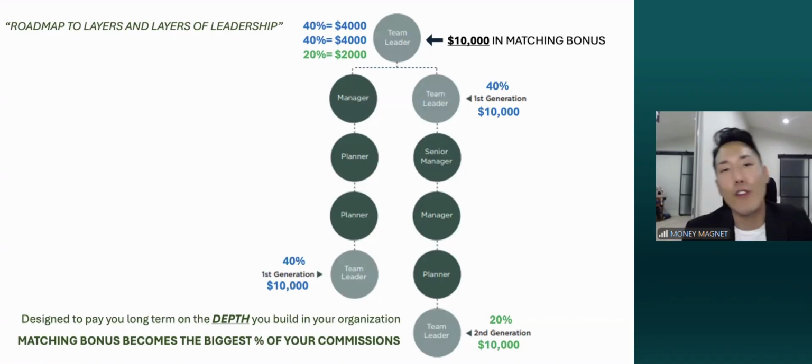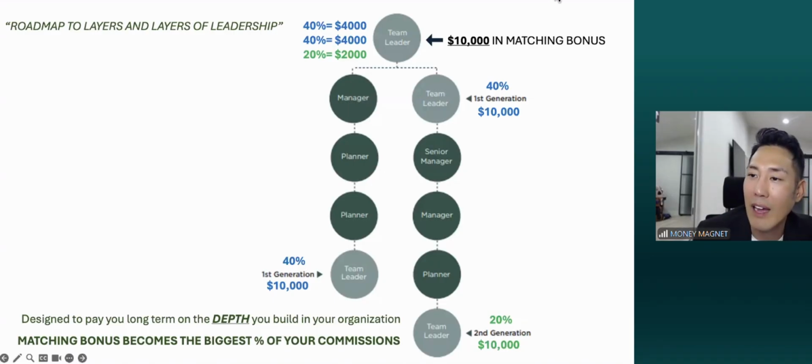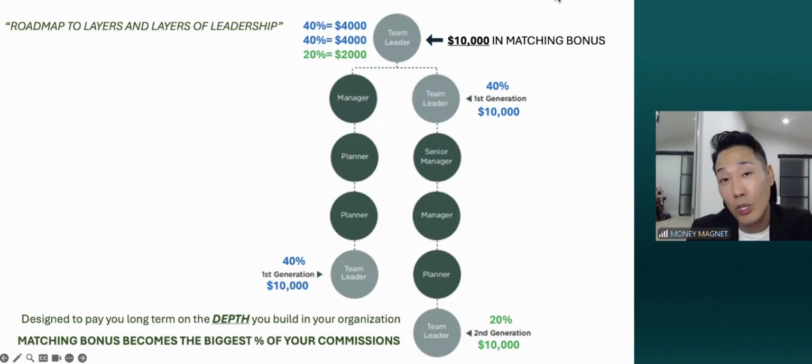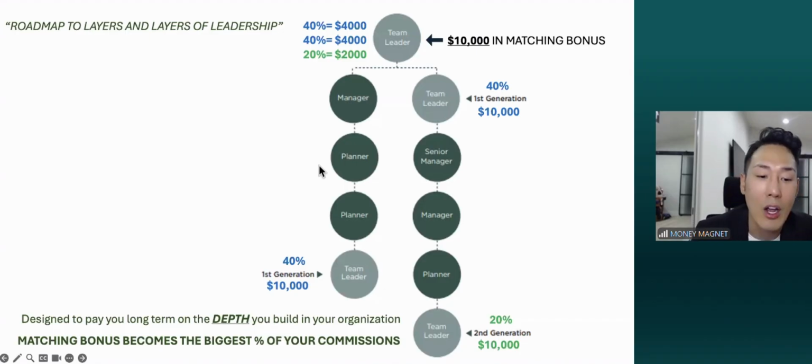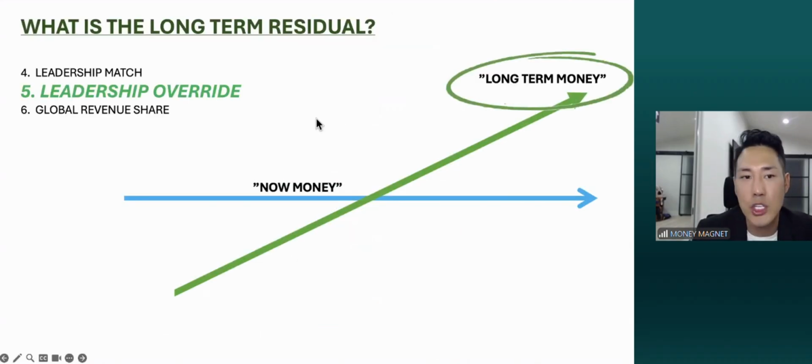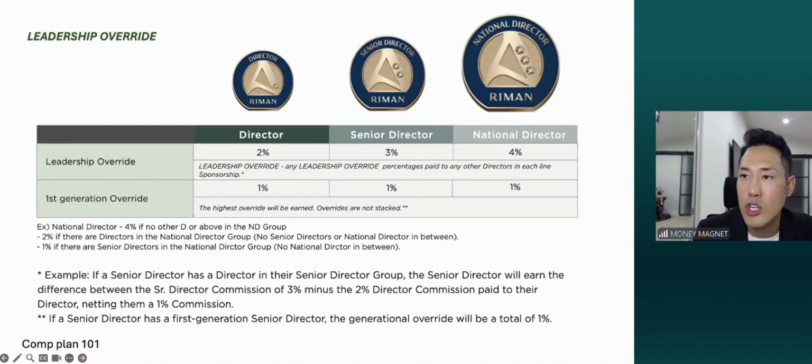Now, imagine if you're a national director and you have 300 team leaders, you might have 350 qualified team leaders all over the world. Can you imagine what that leadership matching bonus will look like? This is why for all the national directors, the biggest portion of their income is the matching bonus. Now let's kind of talk about leadership override.